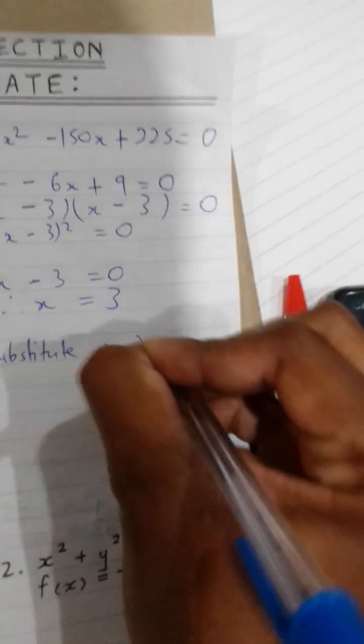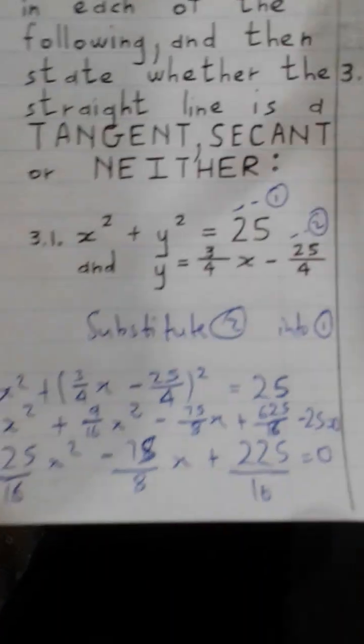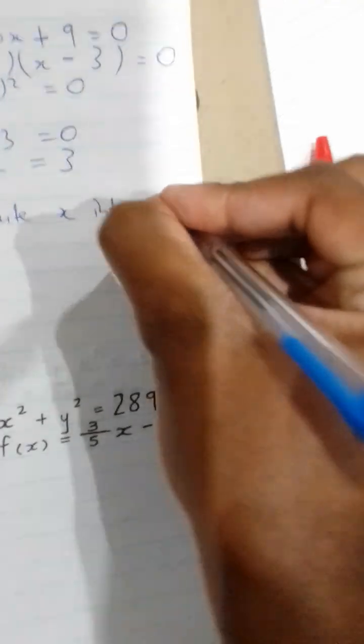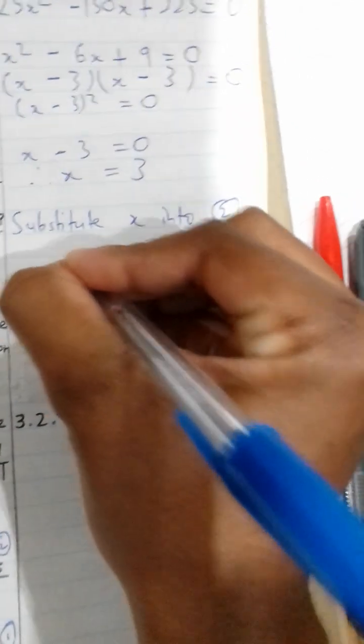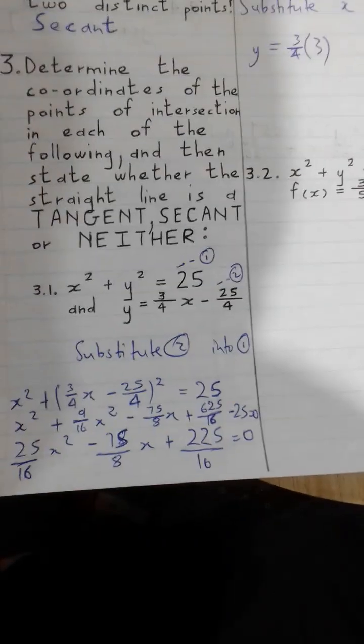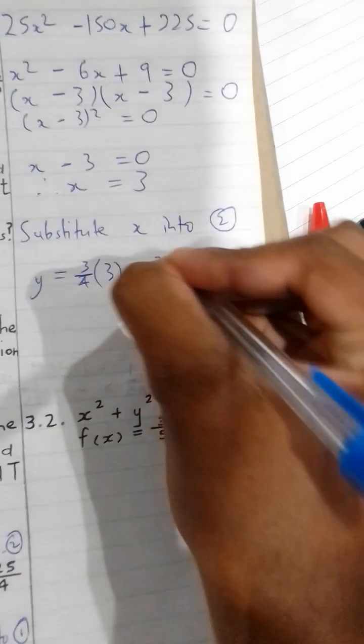And then we substitute x into, which is the simpler one, equation number 2. So we have y is equal to 3 over 4 times 3 minus 25 over 4.